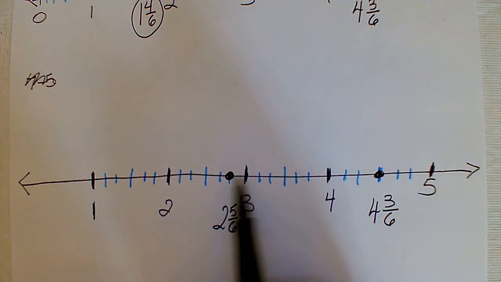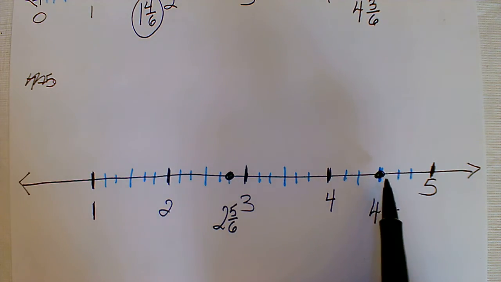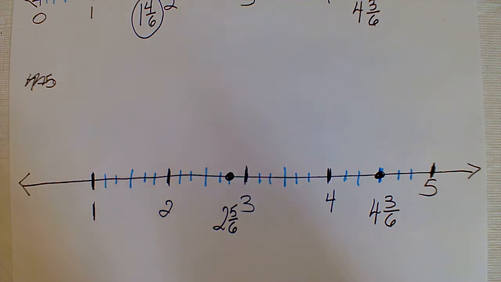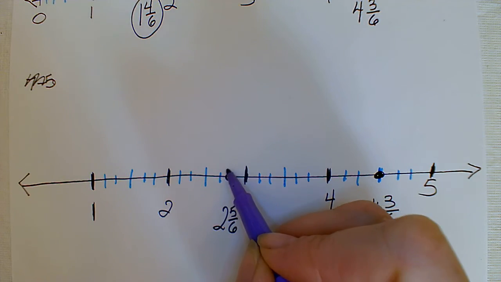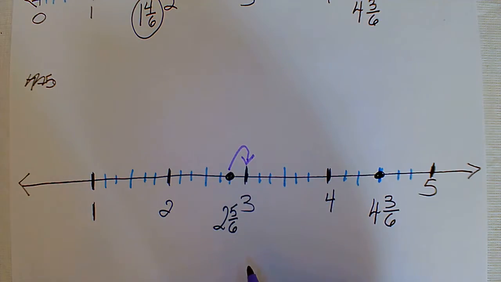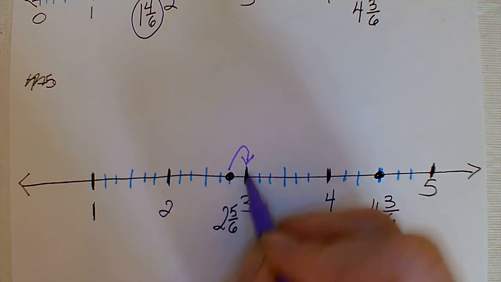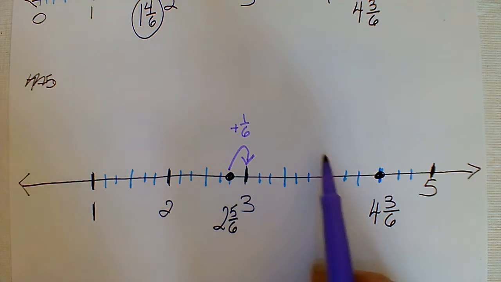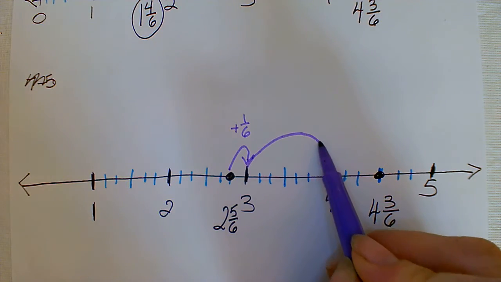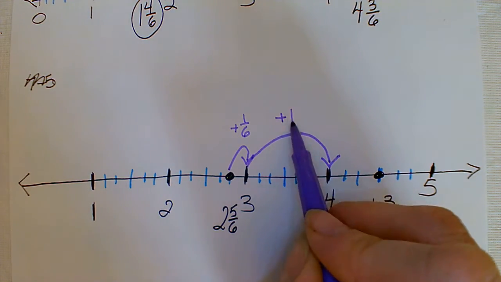And now I want to figure out what is the difference between these. How far do I have to go if I count up or count on to get to that 4 and 3/6? So the first thing that I'm going to do, and let me grab a different color, is that I want to get to the nearest whole number if I'm doing this technique. So I'm going to go from 2 and 5/6, and I'm just going to hop up to that 3. And what I did was I just did 1/6. So I added 1/6 on. Now I'm going to count my whole number. So I'm going to hop up from 3 to 4, so that's plus 1.